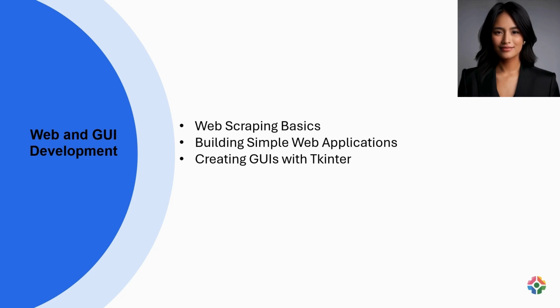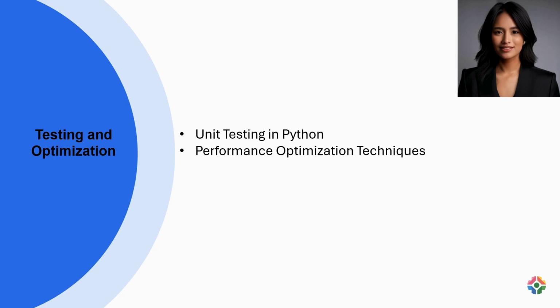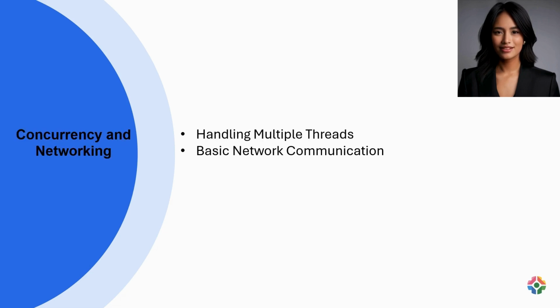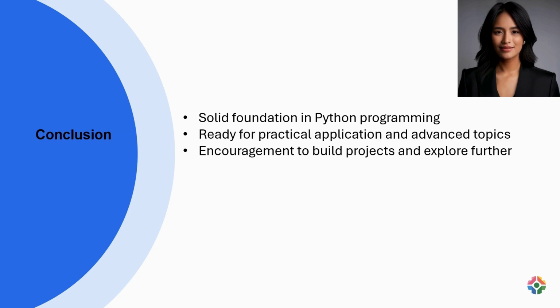with tkinter. Additionally, we will cover testing and optimization techniques to ensure code quality and performance. Finally, we'll look into concurrency and networking basics, including handling multiple threads and understanding simple network communication. By the end of this course, you'll be equipped with a comprehensive skill set in Python programming.